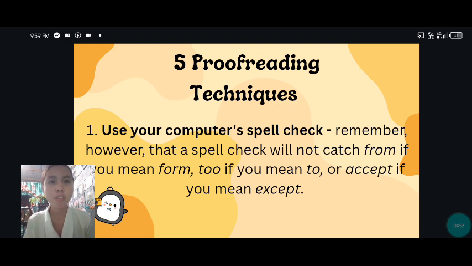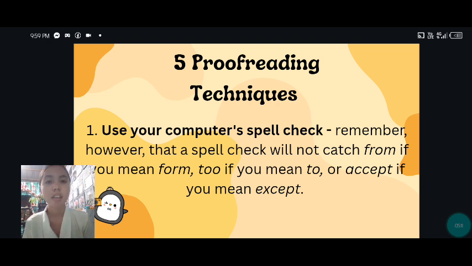So the first proofreading technique is use your computer's spell check. Remember, however, that a spell check will not catch from if you mean form, to if you mean two, or accept if you mean except.